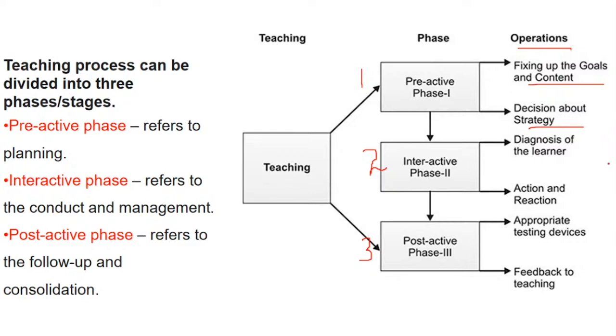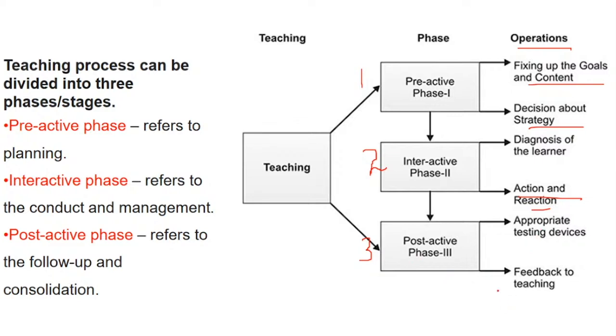Interactive stage, that is phase 2, talks about diagnosis. It means understanding the root cause and going ahead with the remedies. Remedies mean, in a sense, action and reaction. An action, or strategy, is what is taken by the teacher, and the reaction is whether the improvement level is there or not, which will be identified in the interactive phase. When we go to the post-active phase, it talks about testing, that is evaluation or assessment, and giving the feedback.